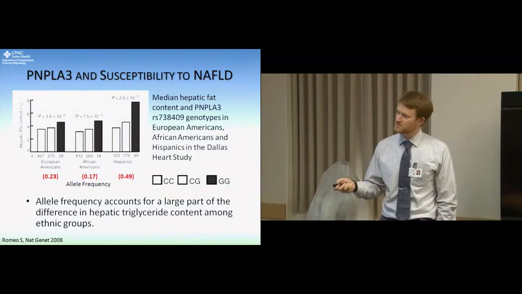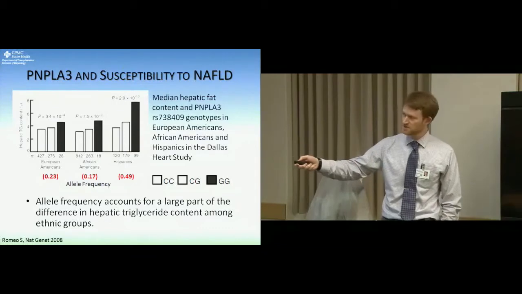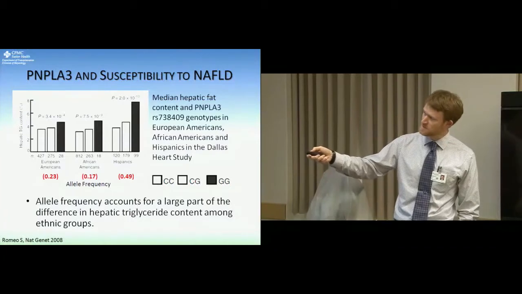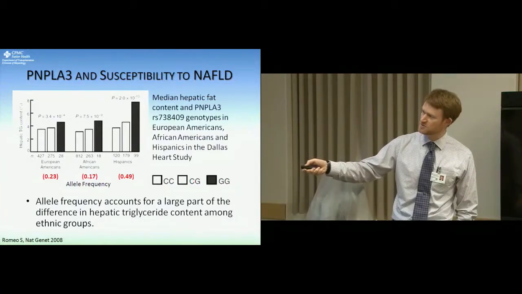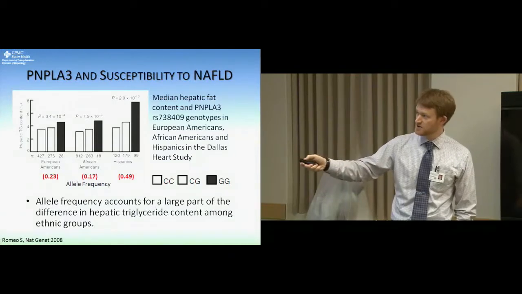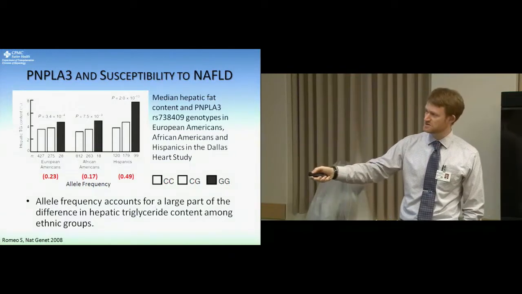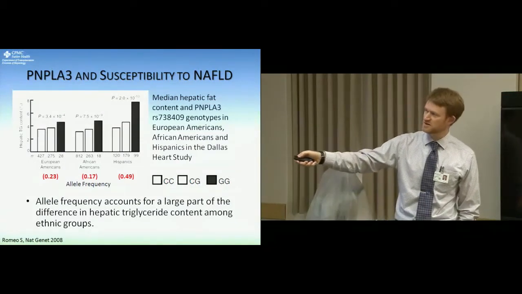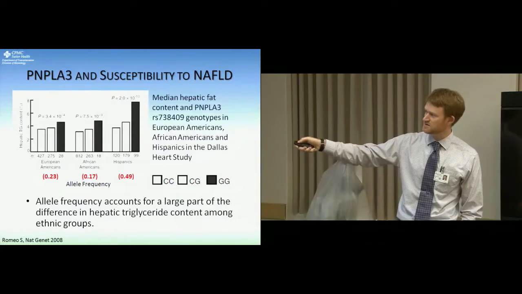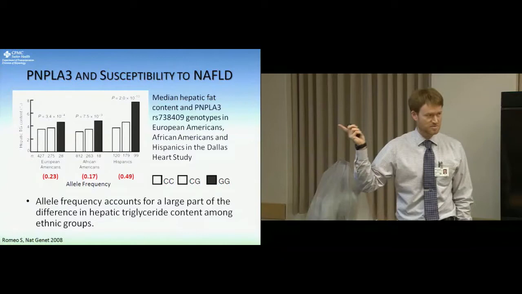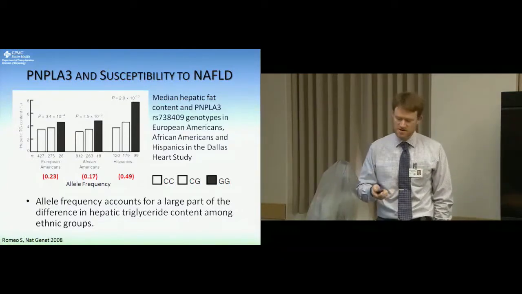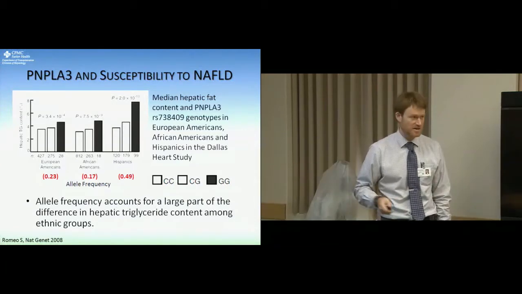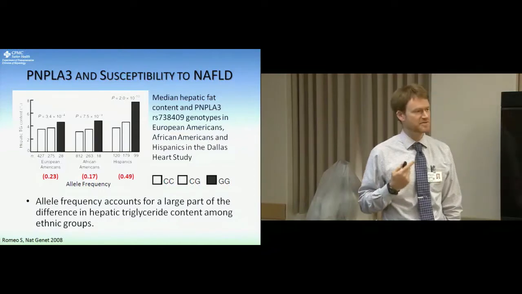So the allele frequency, the mutation frequency, the G allele frequency in European Americans was 0.23%, and you can see here that the triglyceride content in this group is actually lower than in Hispanics. But what's the point of this slide is that those homozygous for the G allele had more hepatic triglyceride content than those that did not, and that plays out in Hispanics and in African Americans. But if you look at the prevalence of this gene or this allele in African Americans, it's low. In fact, it's significantly lower than in European Americans, and it's less than half in Hispanics. So it turns out that this probably accounts for at least half of the ethnic differences that we see.